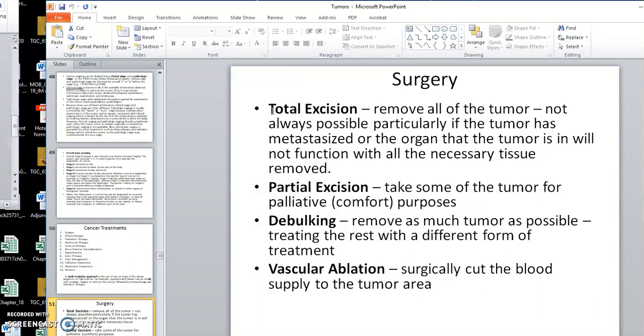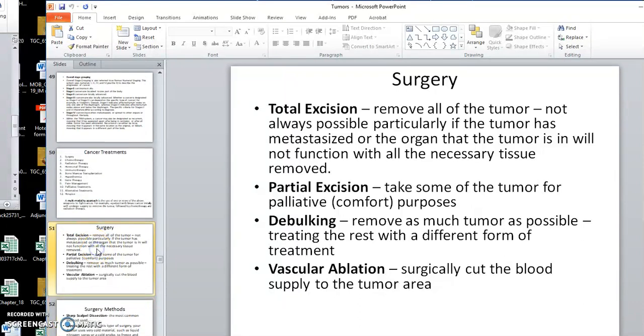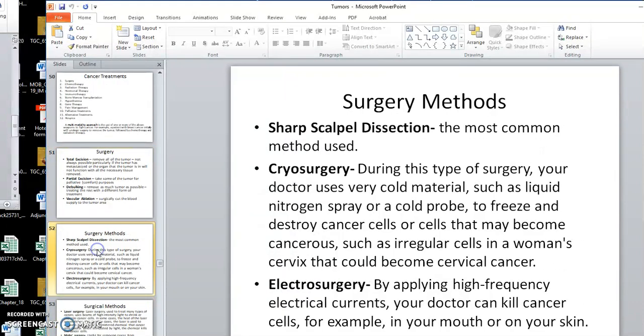So that's the total excision. Partial excision, you can't take it all out. You're taking some of it out and then following up with another treatment. Debulking is just to get rid of the mass to try to assist in either doing another treatment or relieving pain. And then vascular ablation is where you try to cut the blood vessels to it. Okay? And we won't get into all that.